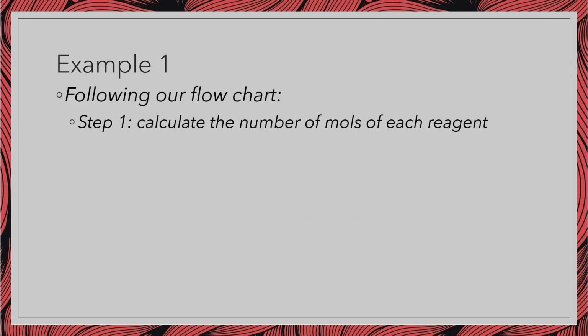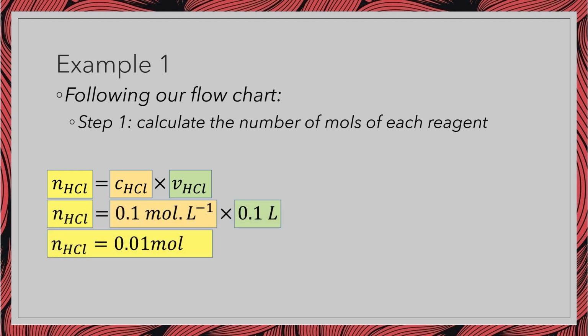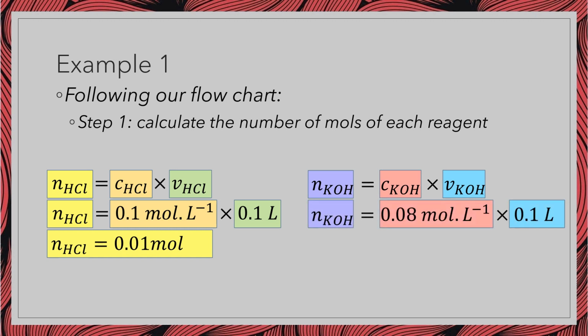Following our flowchart, step 1 is to calculate the number of moles of each reagent. We had the concentration and volume of hydrochloric acid, so we can calculate the number of moles there, which gives us 0.01 moles. Same with potassium hydroxide, we have concentration and volume, so 0.08 times 0.1 gives us 0.008. Now that we know the number of moles of each, we have to find out which one's in excess.